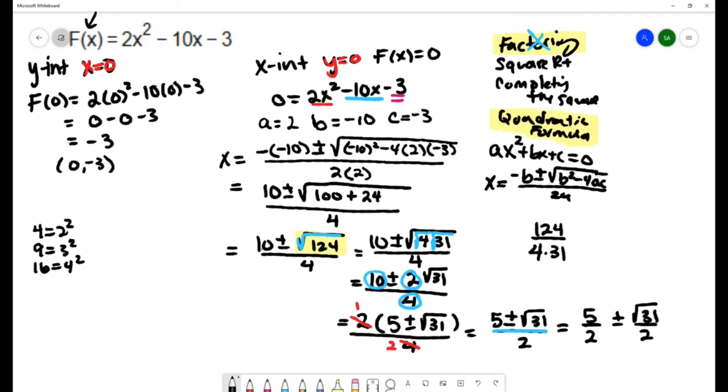So we have 2 x-intercepts, and the x-intercepts are 5 plus and minus square root of 31 over 2, comma 0. So those are our x-intercepts. And remember earlier we found the y-intercept to be negative 3.